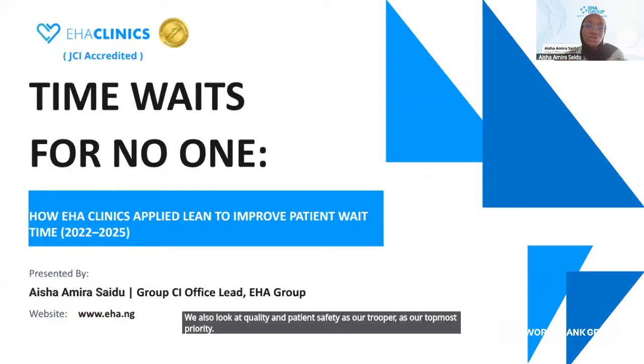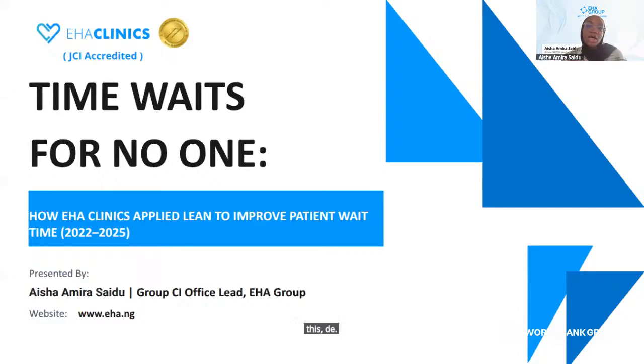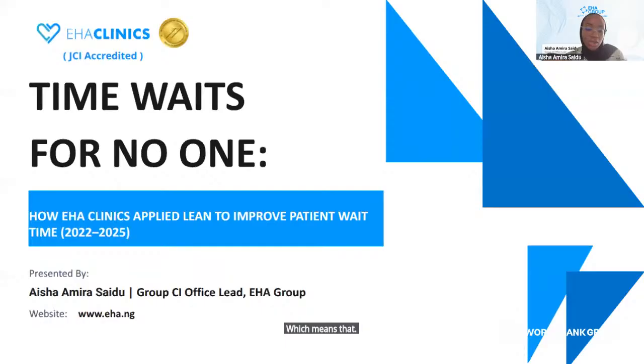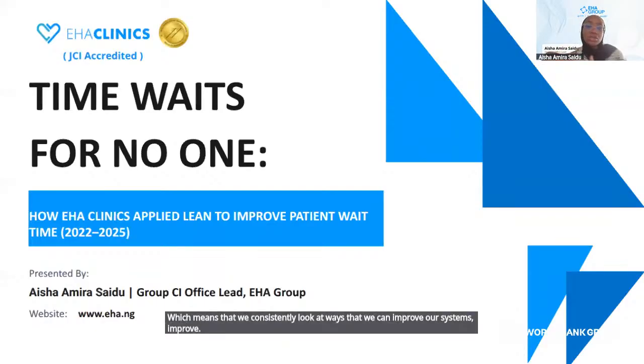And because of that, we run a lot of quality management systems, which I lead, ensuring that we execute continuous improvement activities across the organization, and also looking for ways that we can always improve our productivity, see more patients, of course, and also see how we could reduce waste. So we also run a lean operating model, which means that we consistently look at ways that we can improve our systems, improve our processes, and cut out waste.